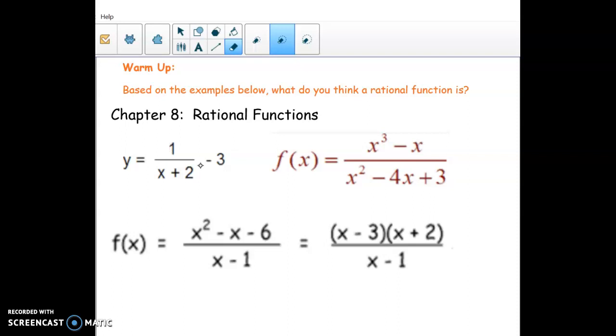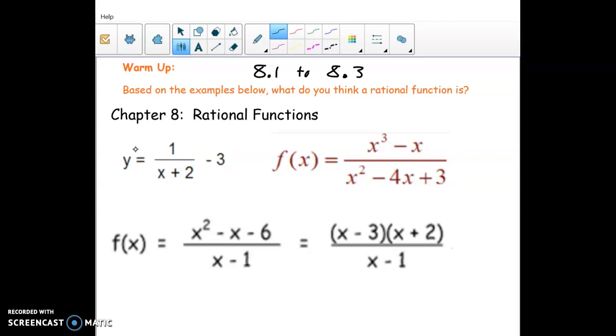All right, hello and welcome to Chapter 8, Rational Functions, what we're going to be learning about. This chapter, much like some of the longer chapters from earlier, we're going to split into two parts. The first part is going to be 8.1 to 8.3. We're going to do those three sections and then take a test. Some of the sections will take multiple days, but that's what we're going to do, the first part of Chapter 8 here.